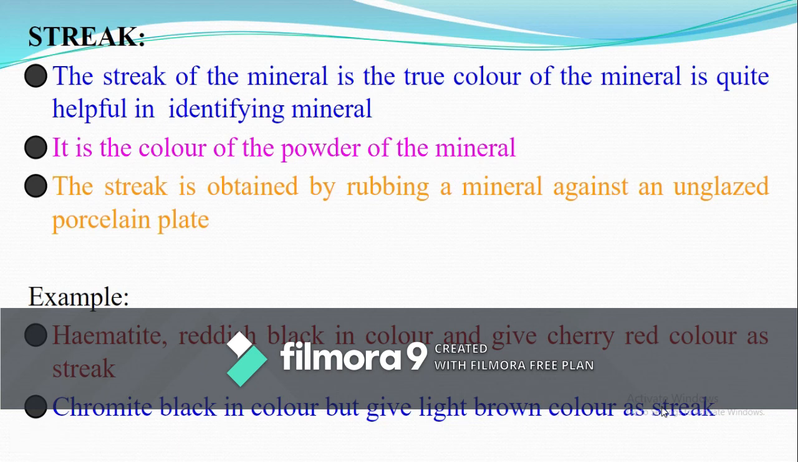Suppose you have two minerals: chromite is black, and galena is also black. Both are black in color. So how can you differentiate? What will you do? You try to find out the streak. You will see that galena gives you the black color, but chromite will give you a light brown color in the streak. So this will help you to identify the mineral.